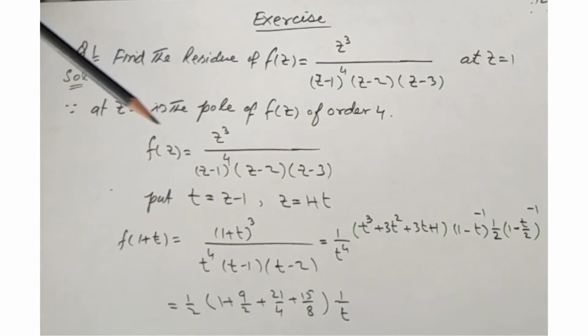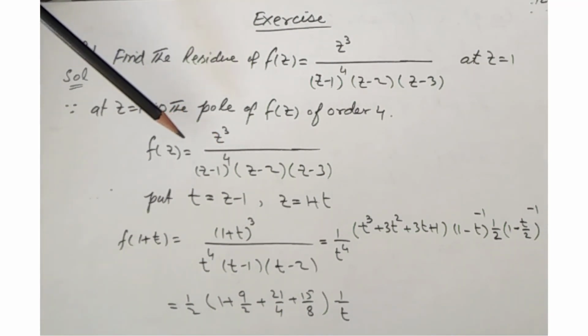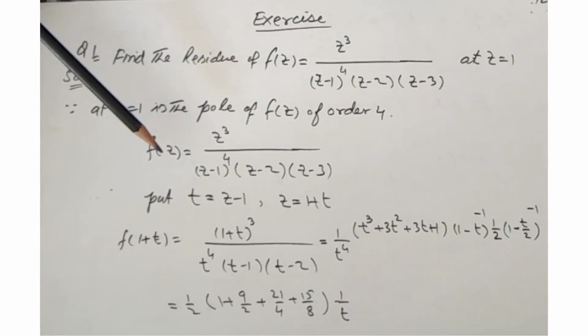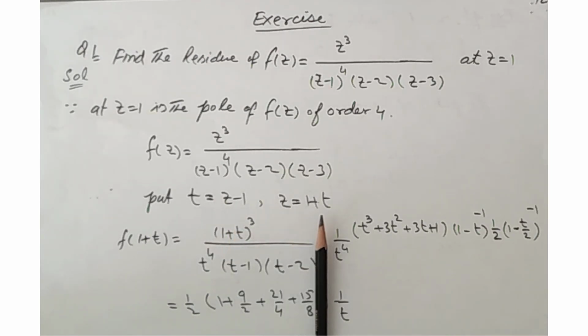So we discuss here f of z equal to this, the given function. To find the residue, we use the substitution method. We put t equal to z minus 1, so the value of z is equal to 1 plus t. So in place of z minus 1 there is t. Put t equal to z minus 1, z equal to 1 plus t. Here z minus 1 equal to t, this becomes t raised to power 4, and this becomes t minus 1, and this becomes t minus 2.